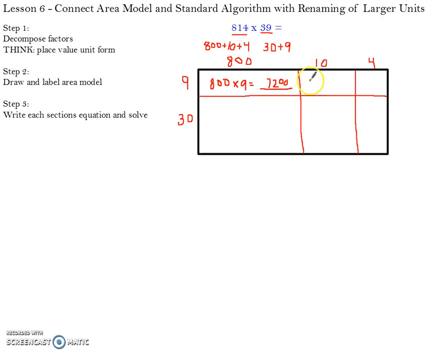Next, I'm going to move to 10 times 9, which is 90. And finally, 4 times 9, which is 36.